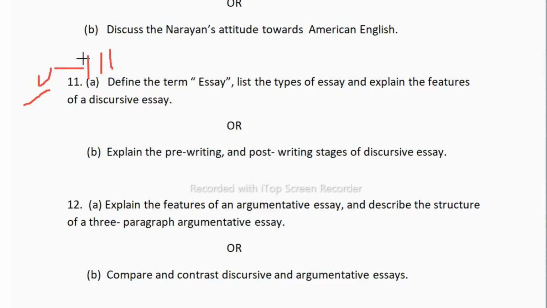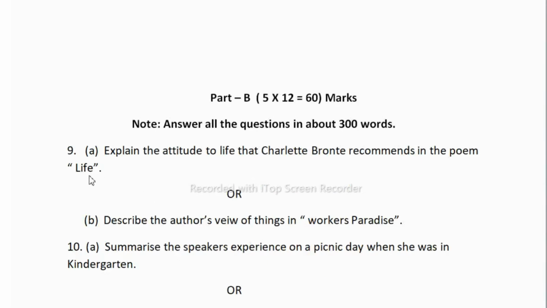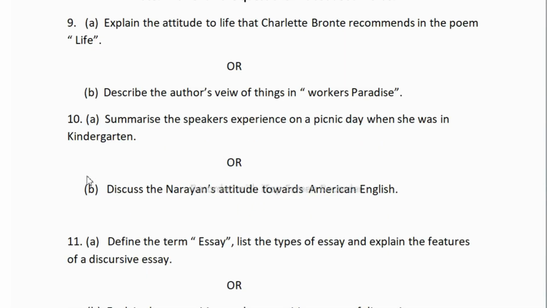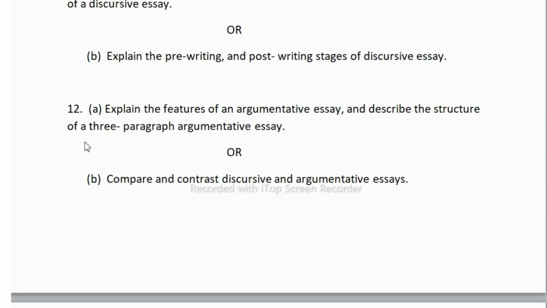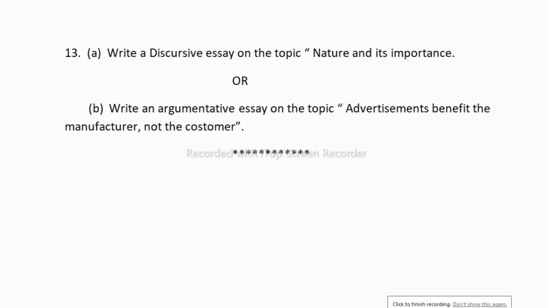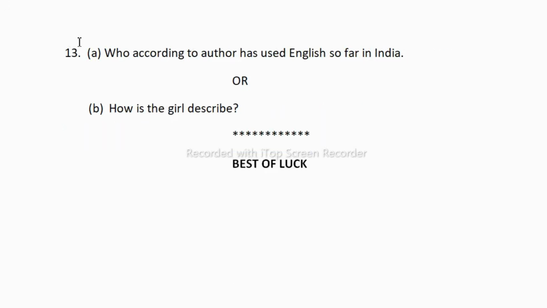Under the 12th question, either it will come from unit 1 to 3. From unit 1 to 3 they will ask from any one. Here the 9th question will be from unit 1, the 10th question from unit 2, the 11th question from unit 3, and the 12th question from any of the units 1 to 3. So the 13th question, as I told you, can be from unit 1 to 3.